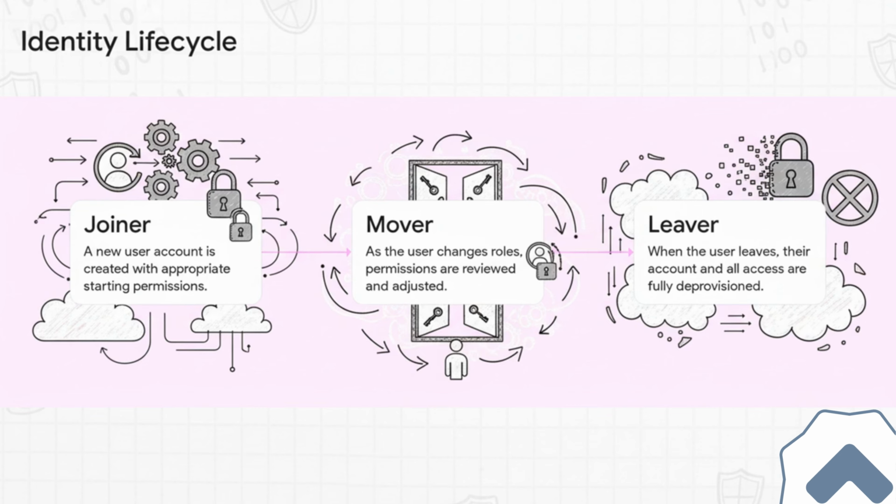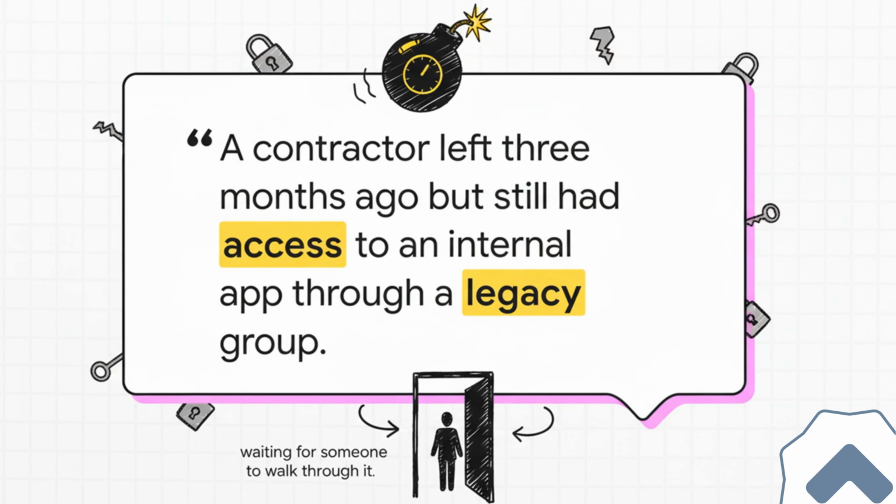No loose ends. And this is why it's so important. This is not a theoretical problem. This happens all the time. An account for a contractor who left months ago is still active. That's a ticking time bomb. It's a completely unmonitored, wide-open door just waiting for someone to wander through.